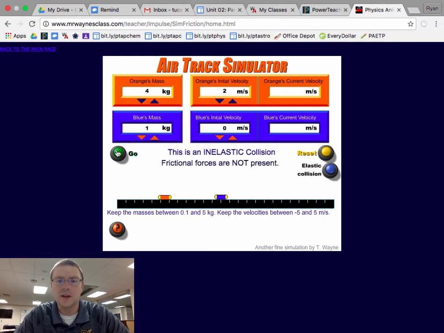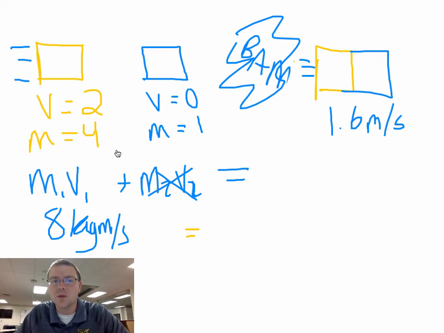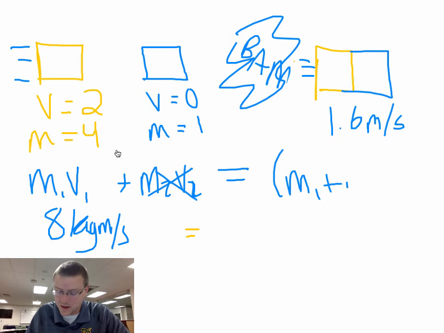Let's try that again and set it up as inelastic. Same scenario, but now inelastic. You can see in the inelastic collision here, the two objects hit and stick together like you did in the lab. So when that happens, both will be moving at the same velocity at the end. That 8 kilogram meters per second of momentum in the beginning has to equal the 8 kilogram meters per second at the end. So now everybody's moving at 1.6 after the collision. If we want to find the combined momentum of both objects, you can just combine their masses: mass 1 plus mass 2, times their final velocity.